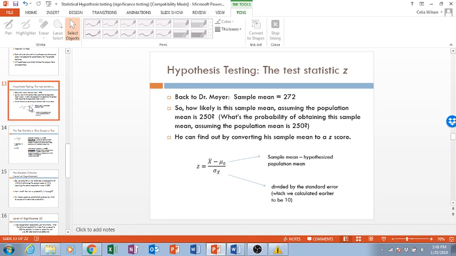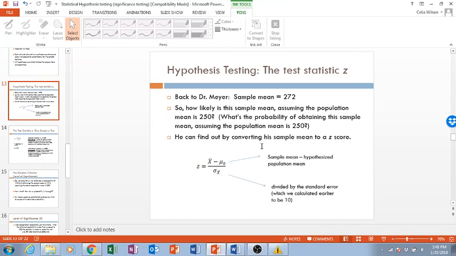Okay? So back to Dr. Meyer. Remember, his sample mean, or no, I didn't tell you this yet, but he pulled his sample of 25, gave them an achievement test, found their mean to be 272. Okay? So how likely is this sample mean assuming the population mean is 250? Or what's the probability of obtaining this sample mean assuming the population mean is 250, or assuming his hypothesis is true? So he can do a z-test.